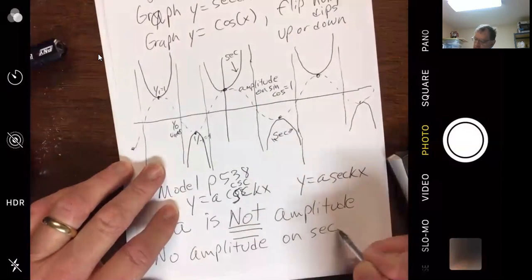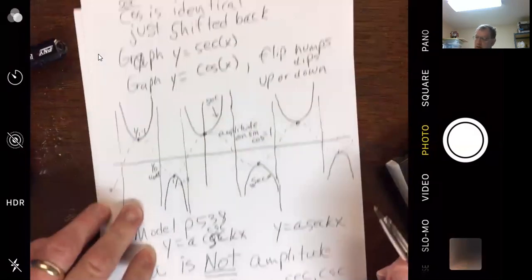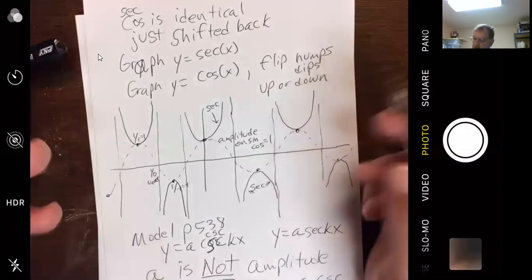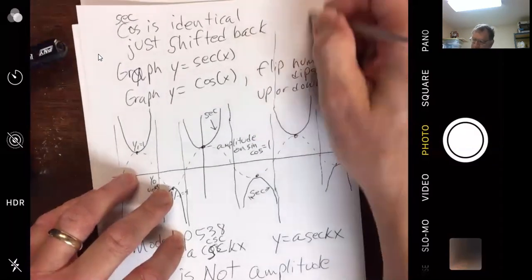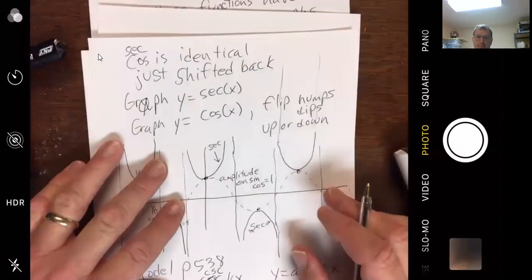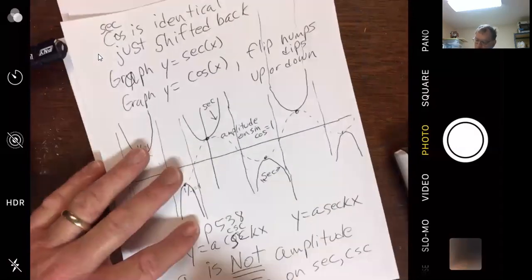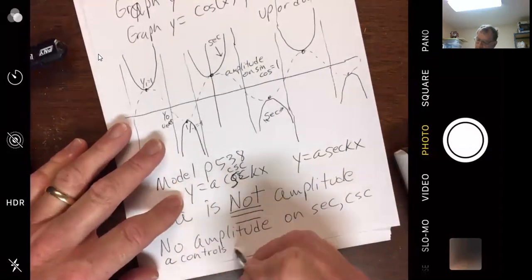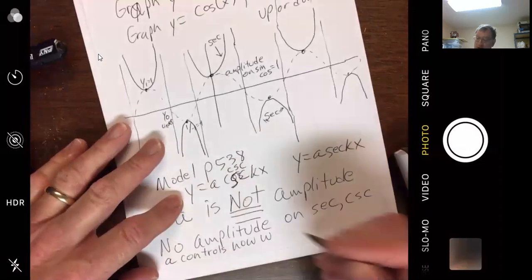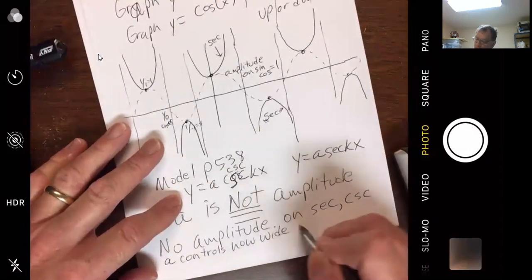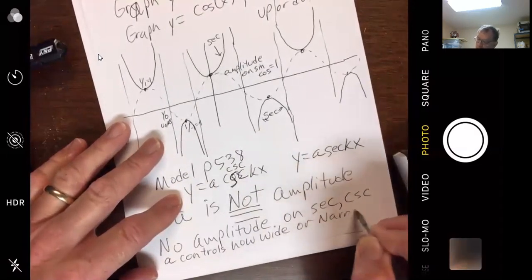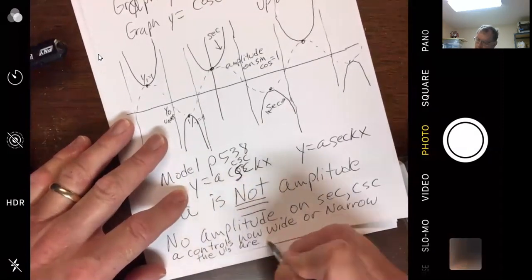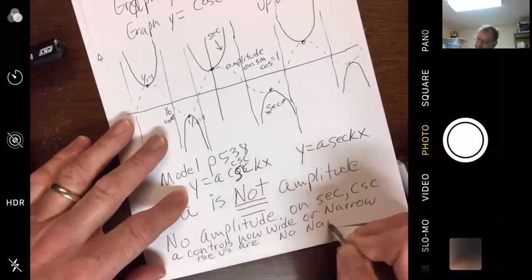On secant, cosecant, if there was amplitude, there'd be some hard number up here that it didn't go past, but it does. These go up forever. Okay. So A just controls how wide or narrow the U's are. There's really no name for it.